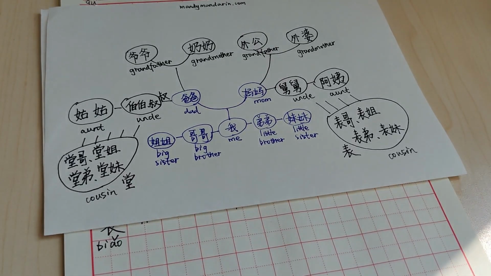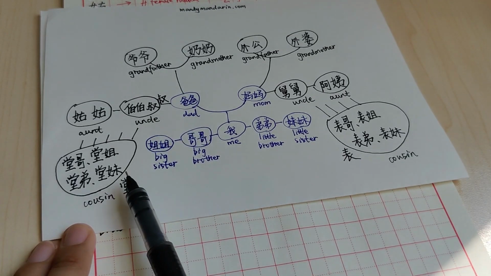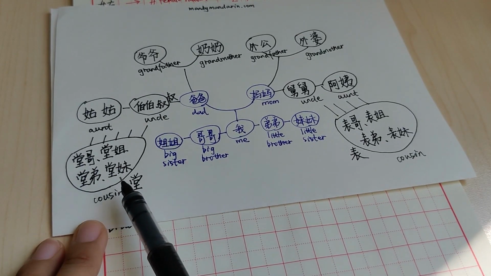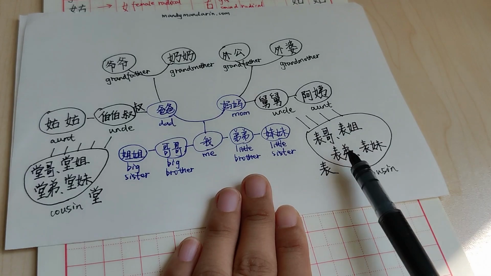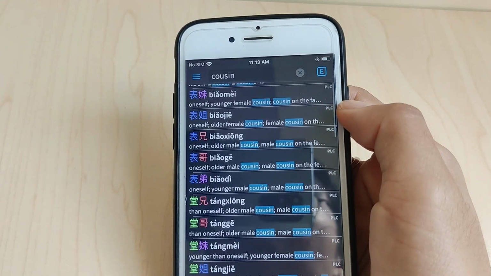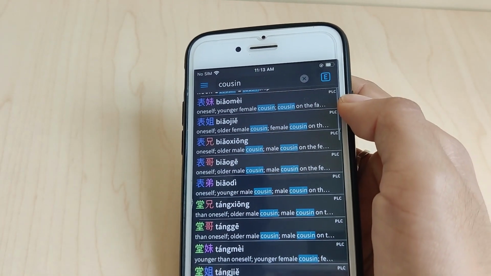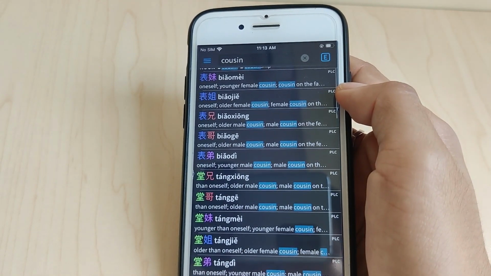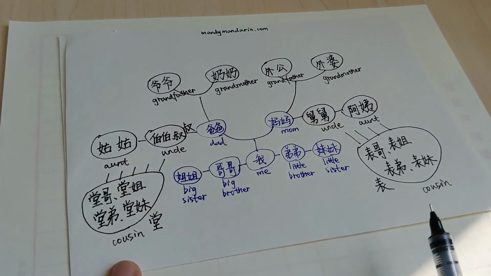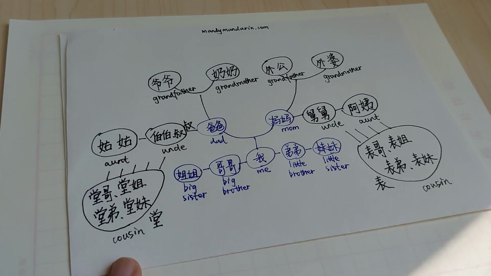Okay, so these are all the words for the cousin. So from the father's side, we have 4. That is 堂哥、堂姐、堂弟、堂妹. And the cousins from the mother's side, there's another 4. That is 表哥、表姐、表弟、表妹. So if you look up the word cousin in a dictionary, it's not surprising to see a list of words like this. Alright, so that's all for the family tree for today. And I'm not going to talk about the nephew and niece because I think this is complicated enough.